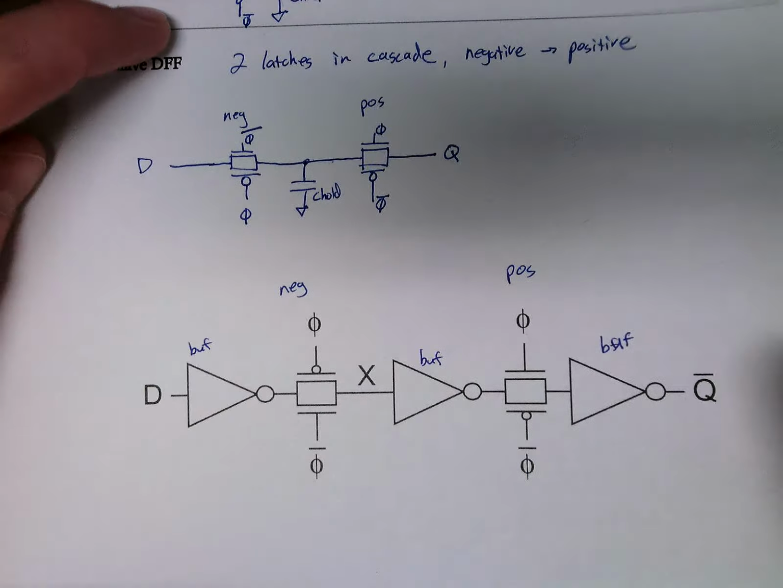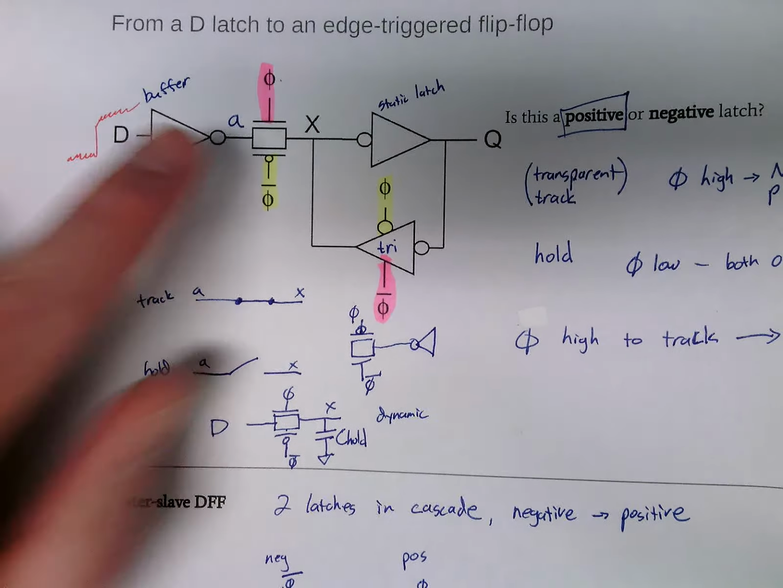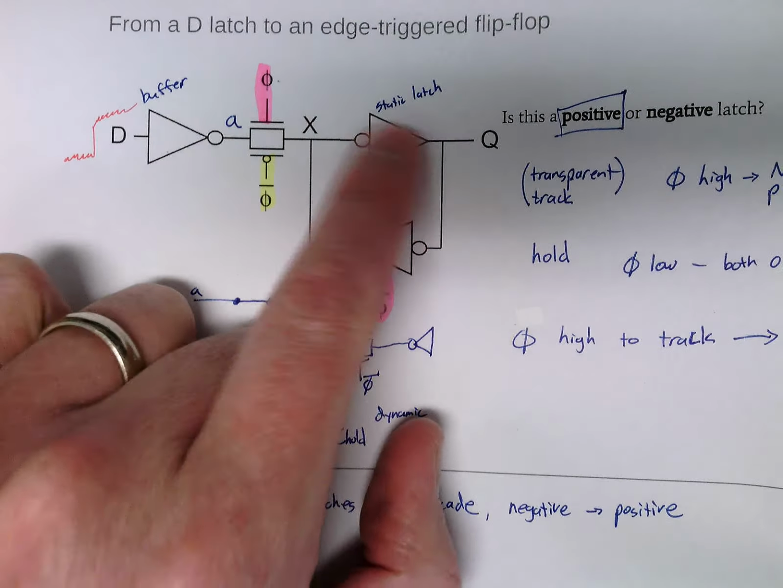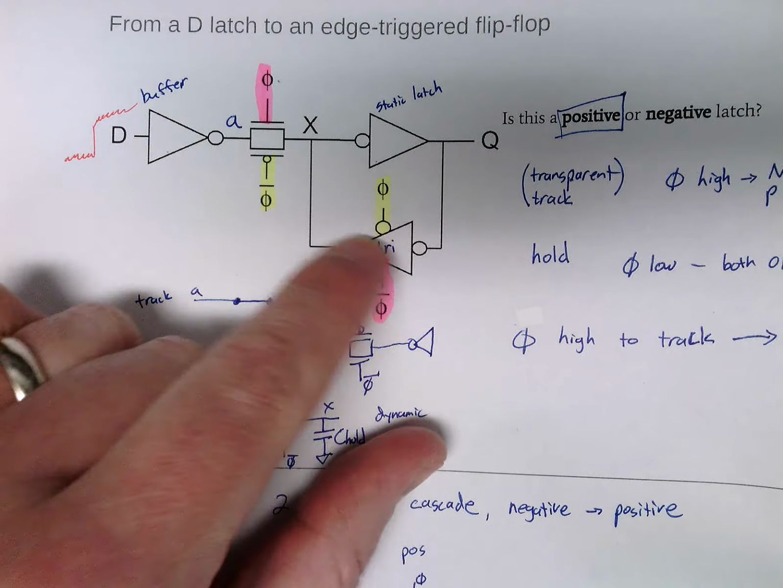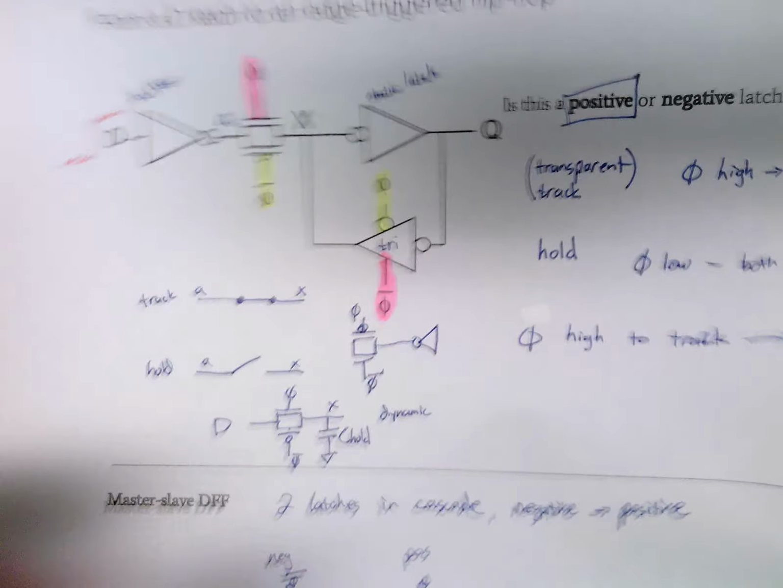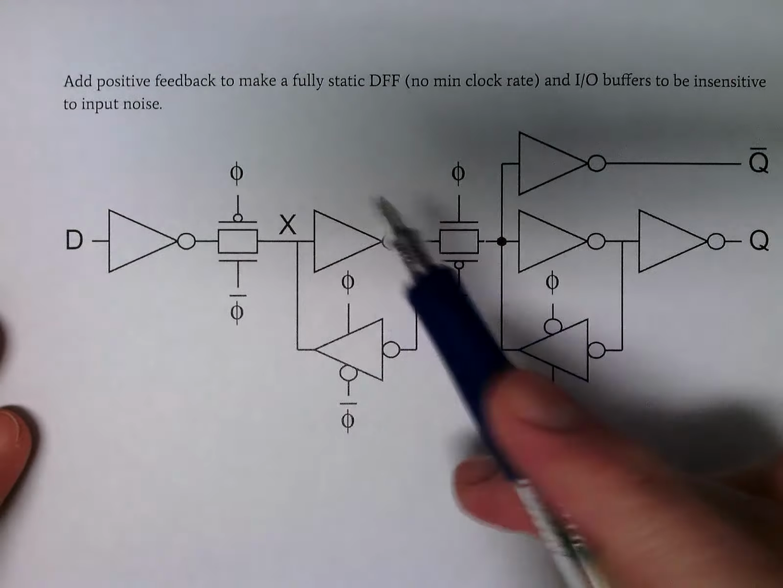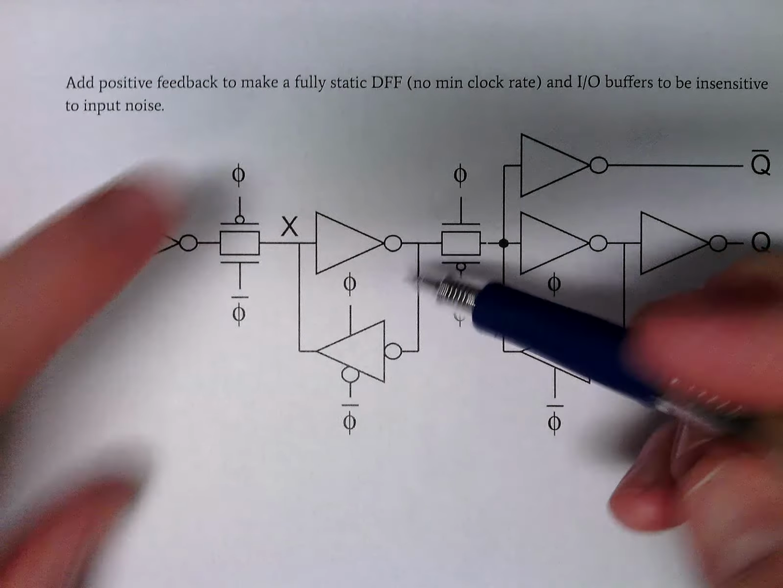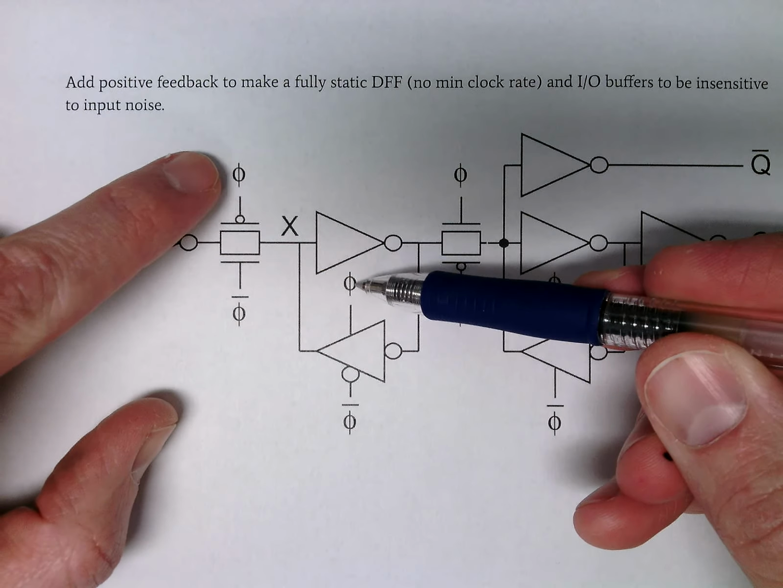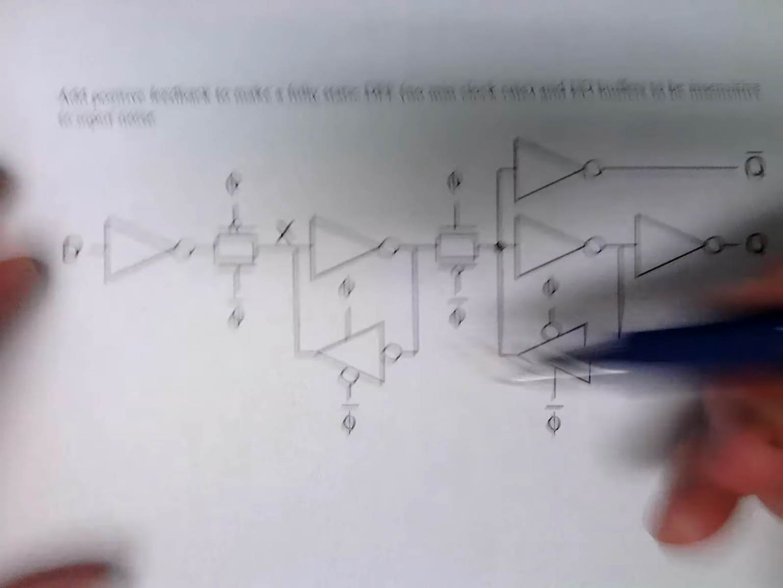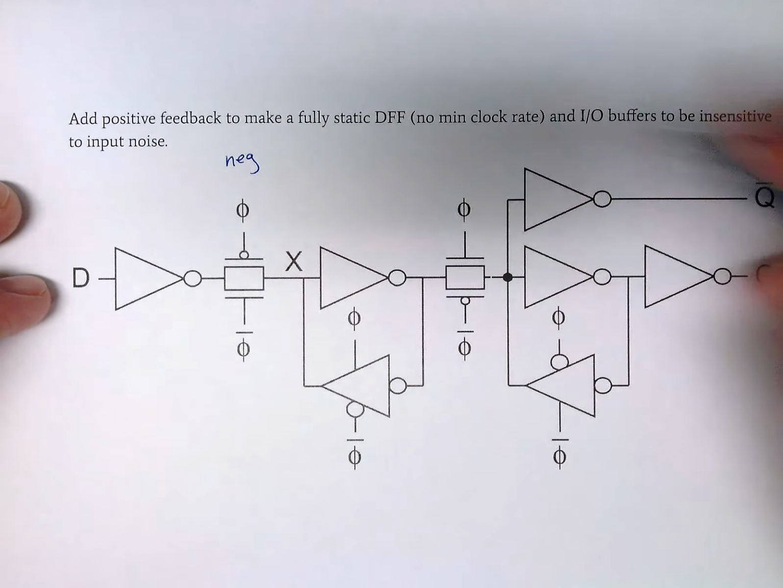So next up, we're going to take that and extend this. Remember that we have a buffer here. We have this cross-coupled pair, or this hold circuit. We can combine all of these together. Our positive circuit. Do you notice that these 2 signals are opposite? Remember, this is the negative latch. This is the positive latch.